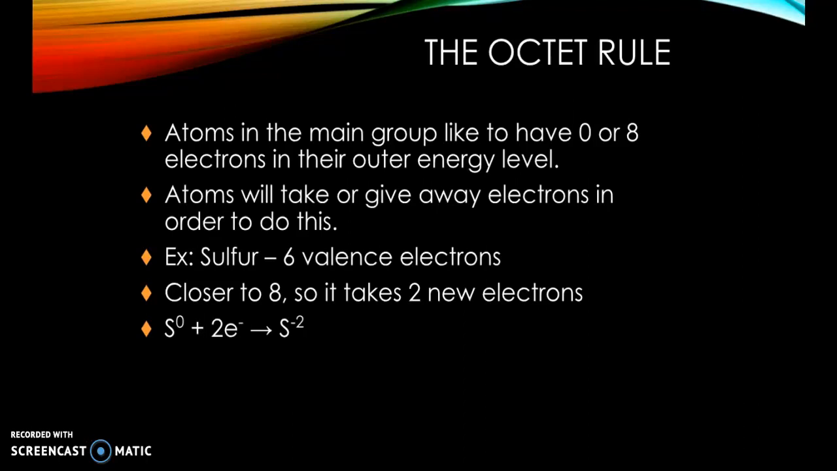It's a lot easier for sulfur to gain 2 electrons than to lose 6. So sulfur is actually, I'm sorry, I think I just said lose. It's easier for sulfur to gain 2 electrons than it is to lose 6. So sulfur is going to gain those 2 and become 2 minus.